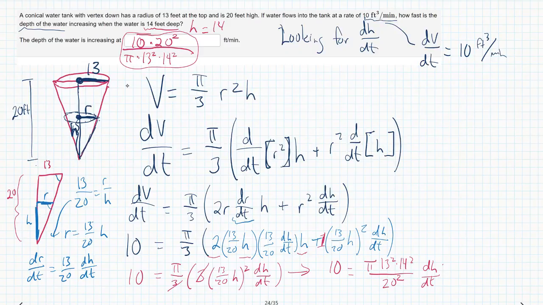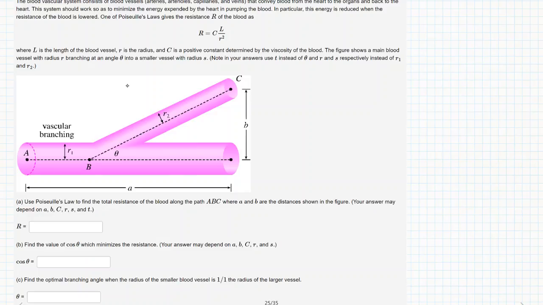Questions on that one? I know related rates give people some trouble from time to time, so I wanted to cover that, and I wanted to cover optimization, and I tried to look for the one that gave people the most trouble, and so it was the blood vascular one. The blood vascular system consists of blood vessels, arteries, arterioles, capillaries, and veins that convey blood from the heart to the organs and back to the heart. So this system should work so as to minimize the energy. So we're trying to minimize something here. Minimize the energy expended by the heart in pumping the blood.